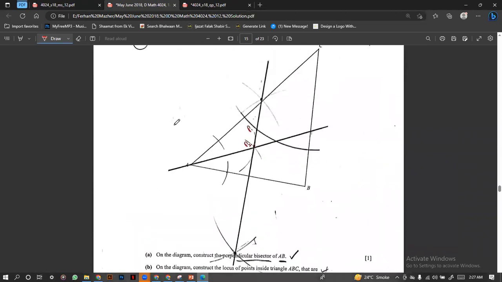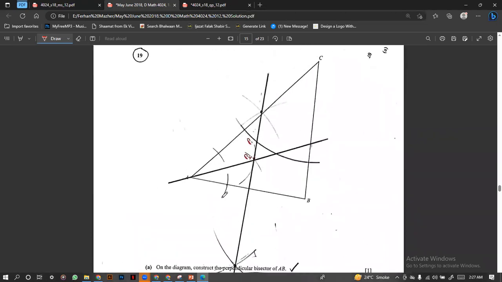Here we have, I put my compass on A, opened it more than half, and I draw this arc and this arc. Then I put my compass on B and draw an arc, this one and this one. I join these two points with each other. So this is the perpendicular bisector of the AB line.